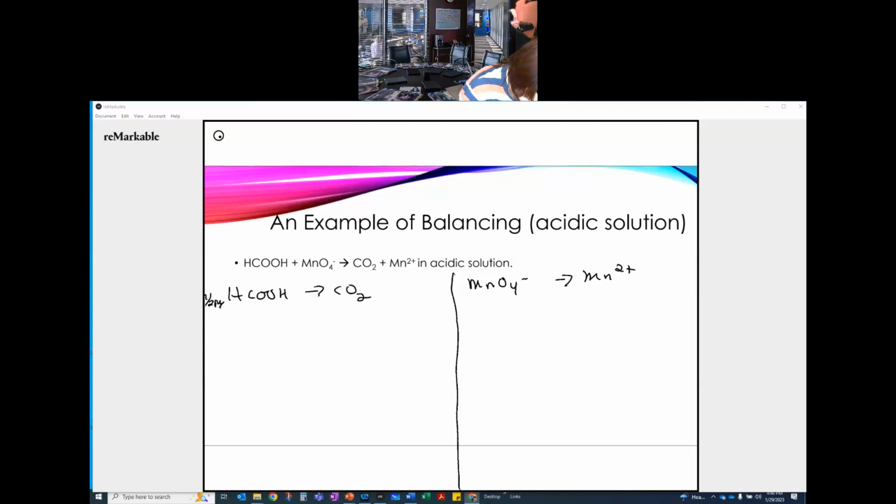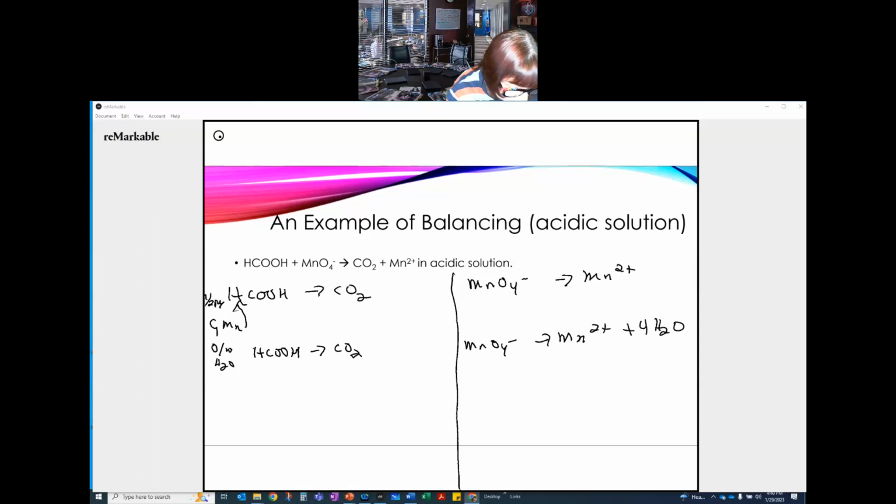I'm going to look at carbon and Mn first. Both of those are fine, so I'm going to leave that as part of this. Now I'm going to look at oxygen with H2O. HCOOH, 2 oxygens, goes to CO2, 2 oxygens. 2 on both. This is MnO4- going to Mn2+.